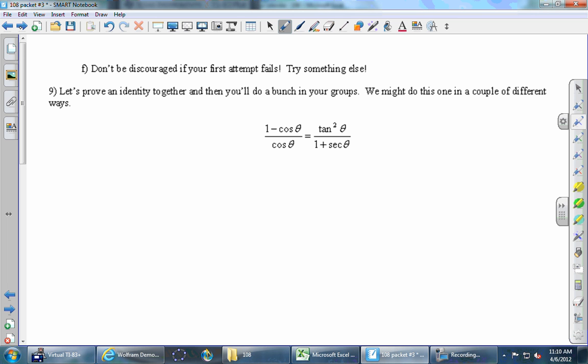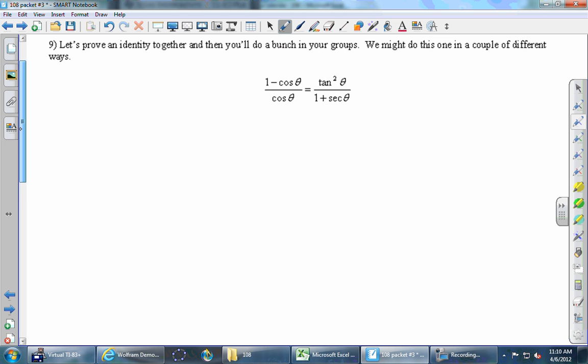Okay, so we're going to do this one together, and then you guys will try some in your groups. 1 minus cosine theta over cosine theta equals tan squared theta over 1 plus secant theta. Somehow this is true for every single value of theta, and we're going to prove it. All right. First thing I'm going to do, I have to pick one of these two sides to start with. Again, you're never crossing over that equals sign. Okay, let's pick the left-hand side. I'm just going to write 1 minus cosine theta over cosine theta.